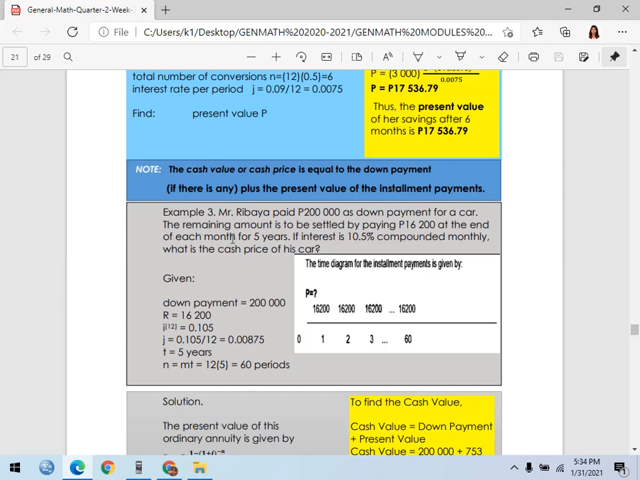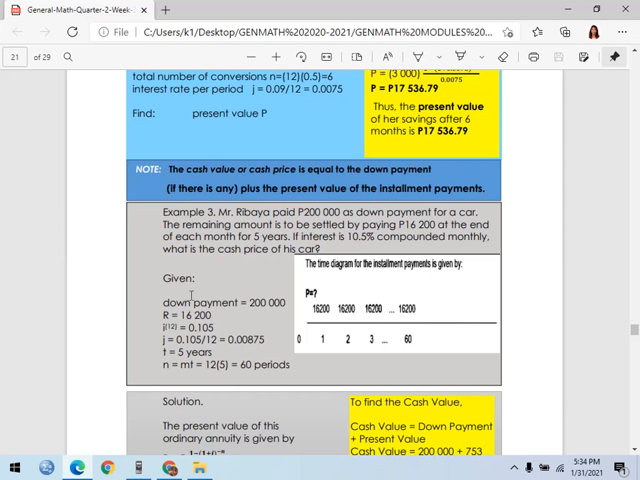So, let us have an example on how to solve for the cash value or CV. So, say for example, Mr. Ribaya paid 200,000 as down payment for a car. The remaining amount is to be settled by paying 16,200 at the end of each month for 5 years, and the interest is 10.5% compounded monthly. What is the cash price of his car? So that means magkano yung total na babayaran niya at the end of the 5 years. Kasama na yung down payment, tsaka yung monthly payment, plus the interest, of course.